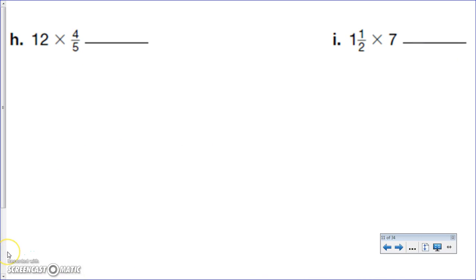For H, we have 12 times 4/5. So we're going to put 12 over 1 times 4 over 5. And this is another one where we can't simplify any further because it has to be cross-simplifying. So 4 and the 1 don't share any common factors besides 1. And same with 12 and 5. They don't share any common factors besides 1. So we're just going to multiply across. 12 times 4 is 48. 1 times 5 is 5.